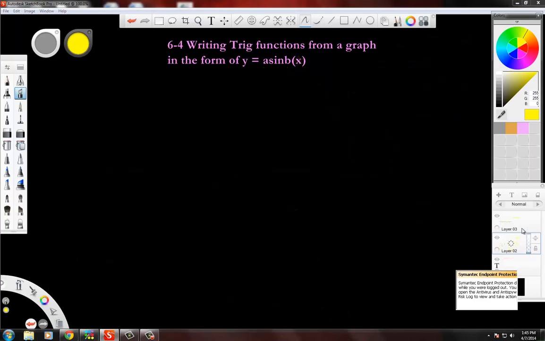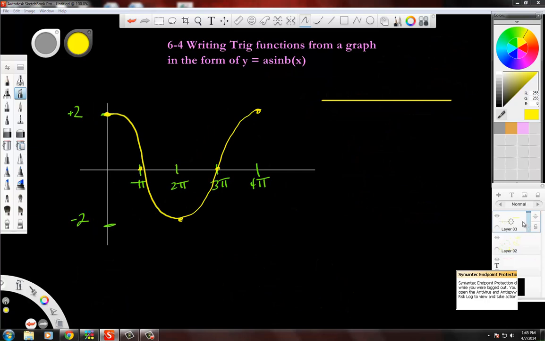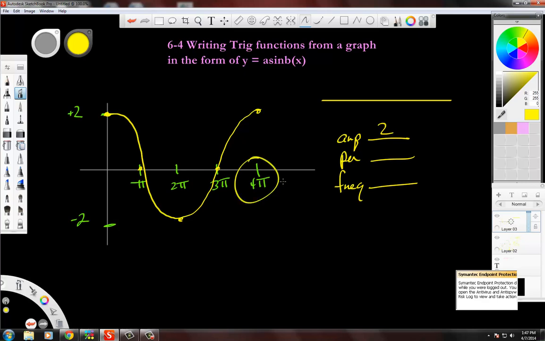Okay? Here's another example, though. And I'll pause this and be right back. Okay, so we get this example. Now, again, amplitude, just real fast. All right, amplitude, period, frequency. Let's try it with just those. Amplitude is 2. The period is where it ends, right there. That's 4 pi.